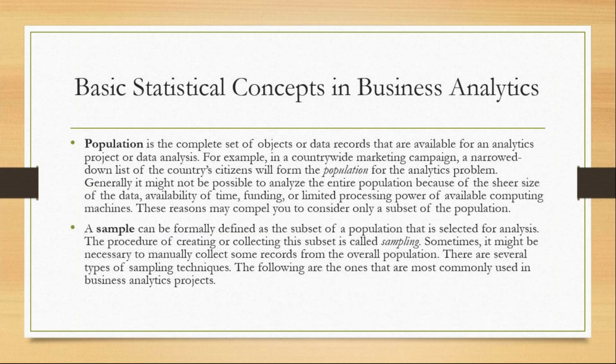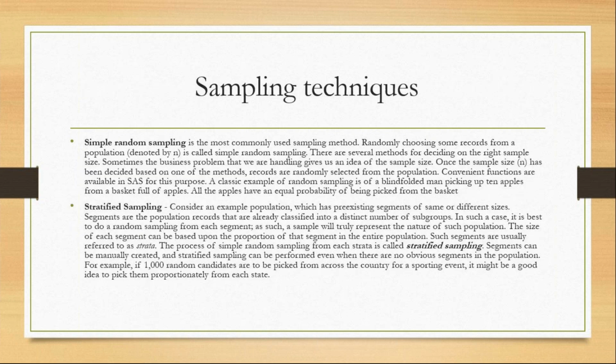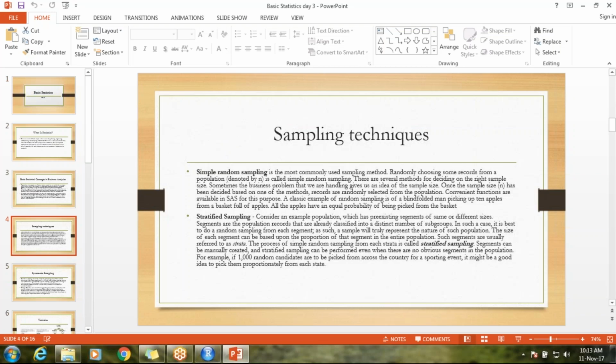Even sampling has different kinds. For example, random sampling takes sample data at random. Then we have stratified sampling and systematic sampling. These are a few kinds of sampling, so that we can understand how my data is distributed across different segments of the population. As I said, there is simple random sampling and stratified sampling.